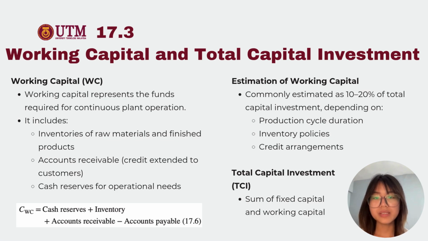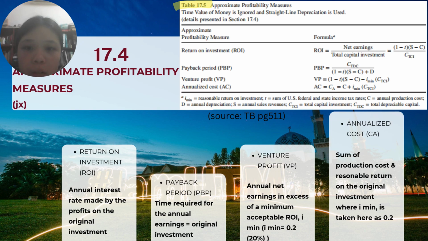Next, total capital investment, or TCI, is defined as the sum of fixed capital investment and working capital. In other words, it represents the total amount of money required to start and operate a project. Working capital is particularly important because it ensures continuous operation before revenue is fully generated. At the end of the project life, it is usually recovered. So the topic we covered here is Section 17.4, the approximate profitability measures. There are a number of profitability measures, about 3 to 4, including the ROI, payback period, venture profit, and annualized costs.